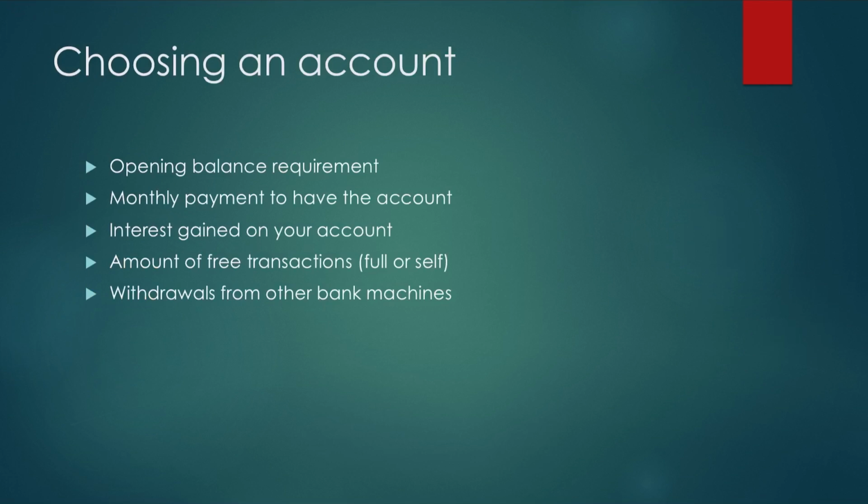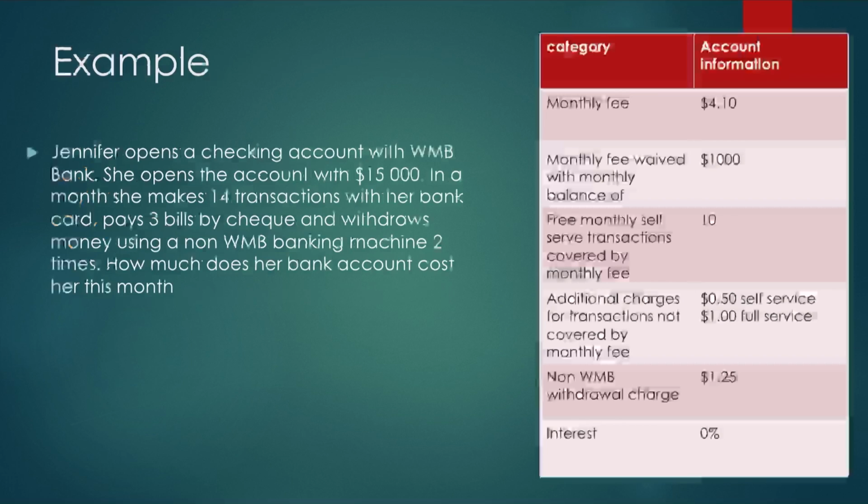Some things that are going to be involved in descriptions or characteristics of an account are the following. Opening balance requirement, how much money you need to start out with. The monthly payment to have the account. So some you need to make a monthly payment just to be able to have that account. The interest that you're going to gain. The amount of free transactions, it can describe transactions that are full or self-serve, and if it's going to charge you for withdrawals from other bank machines. So we're just going to take a look at all those characteristics for someone's spending.